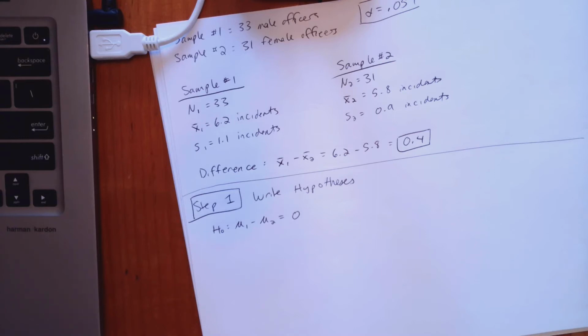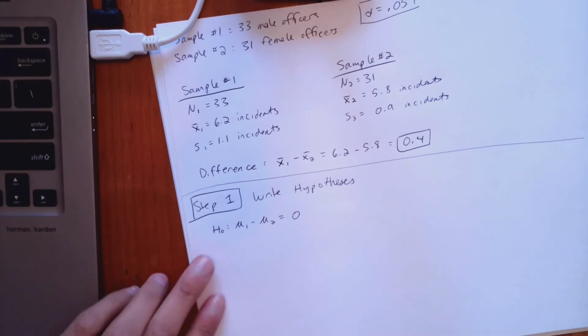And so if we reject our null hypothesis, we'd have evidence that that wasn't the case, and that really there was some difference in the amount of force used by male and female police officers.